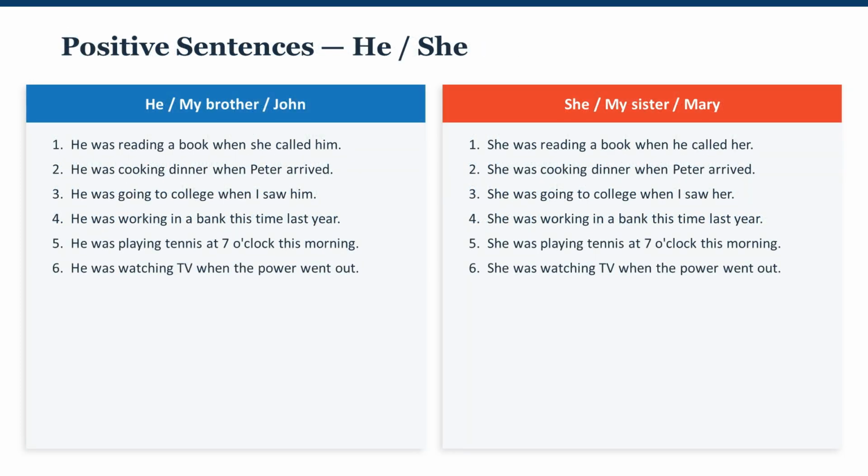Let us now see how the sentences change when we use he or she as the subject. With he, we say, he was reading a book when she called him. He was cooking dinner when Peter arrived. He was going to college when I saw him. He was working in a bank this time last year. He was playing tennis at 7 o'clock this morning. He was watching TV when the power went out.